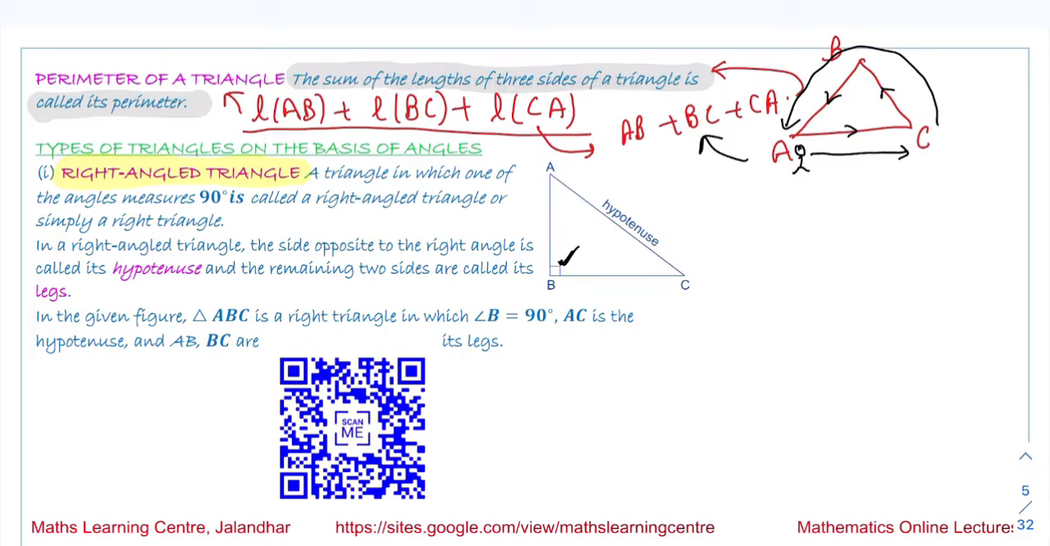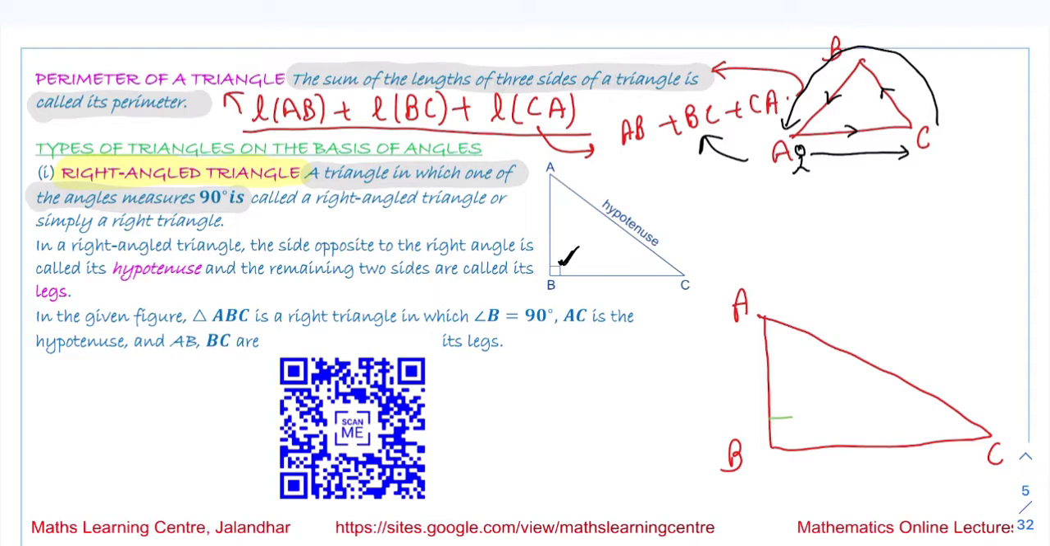So a right angled triangle means a triangle in which the measure of one of the angles is 90 degrees. Now there are some terms here. Suppose this is the triangle we are talking about, triangle ABC, and it is right angled at B. Then BC is called the base, AB is called the perpendicular, and AC is called the hypotenuse.